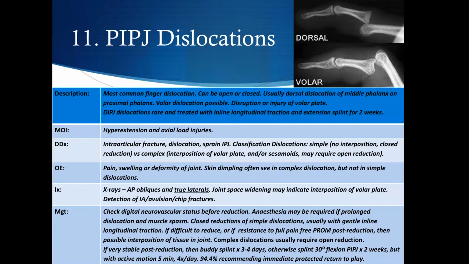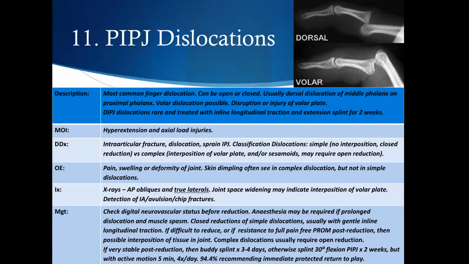PIP joint dislocations usually result from hyperextension or axial load injuries. Differential will include intra-articular fracture, dislocation, or sprain of the IP joint. The investigations and management would be similar to volar plate injuries, as discussed before. Of note, if the PIP joint is stable post-reduction, then buddy splinting is sufficient for 3 to 4 days.